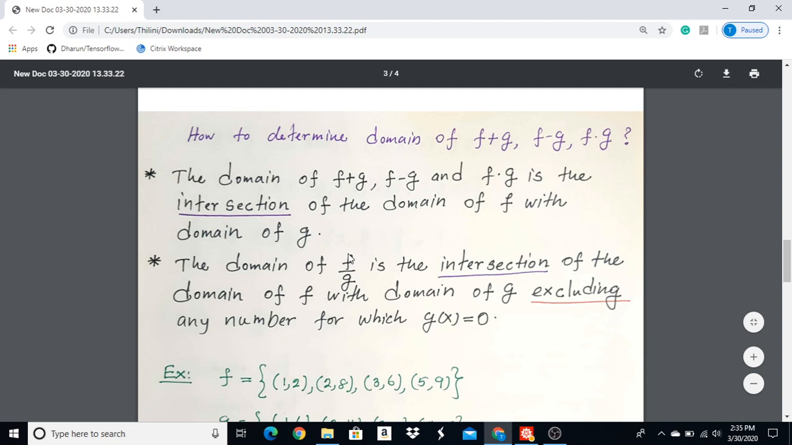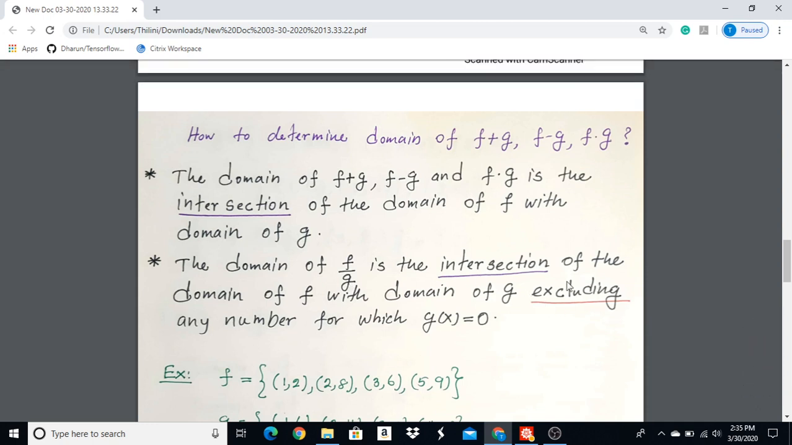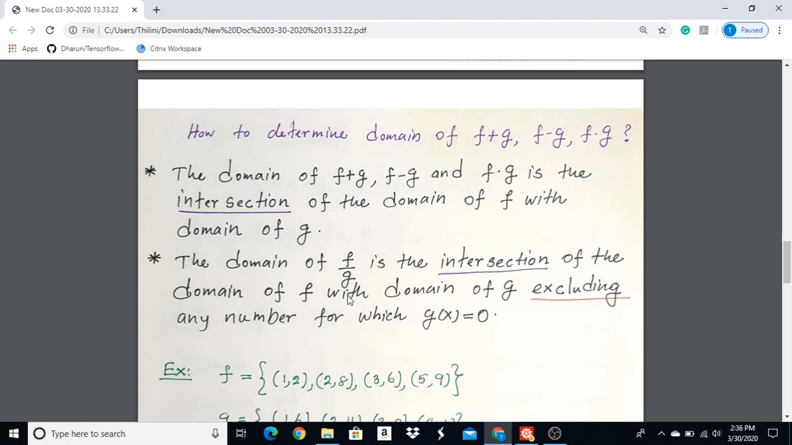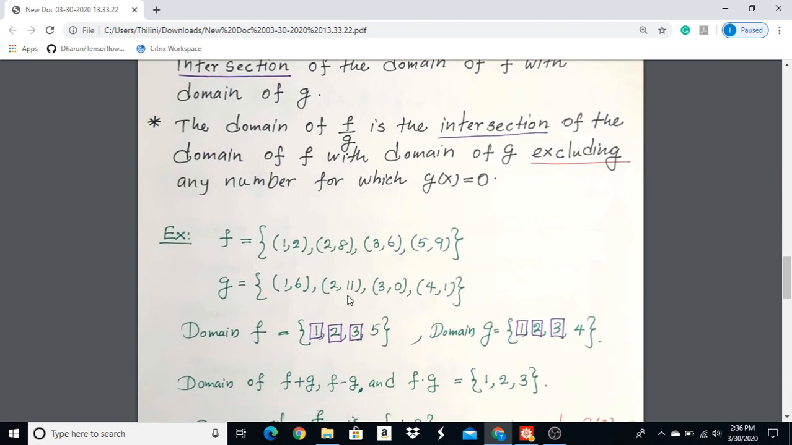And the domain of f divided by g is the intersection, but excluding any points where g of x becomes 0, because g of x is in the denominator. So let's see how we can do that. Here I'm taking two relations, and the first represents the function f, and the second relation represents the function g. You know how to read a relation in terms of a function here, because it means if we plug in 1 to this f function we get 2, and if we plug in 2 to the f function we get 8, and so on.